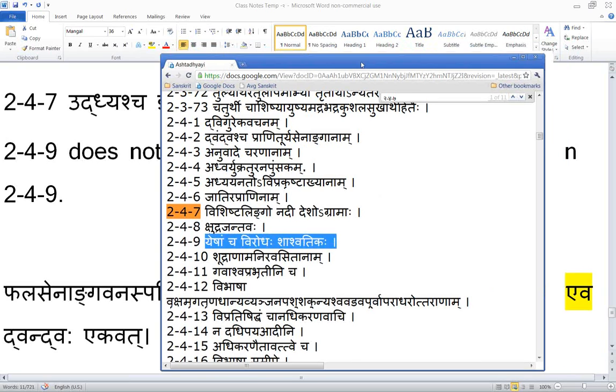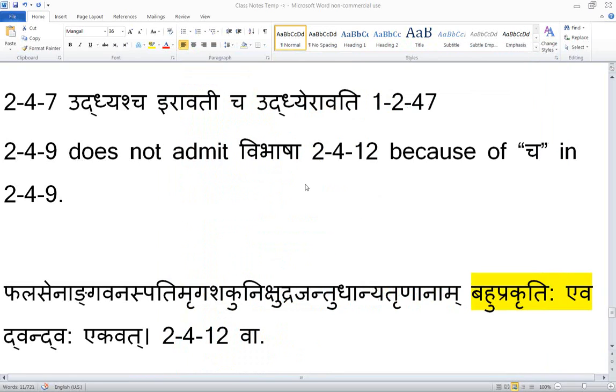So you can say only Govyagram. Go Vyagram only one. So Gaushcha Vyagrashcha Govyagram, or gavascha vyagrascha govyagram, no matter how many you have, because this is going to be ekavachanam, so it's going to be only one way.